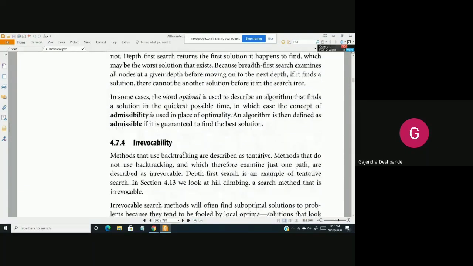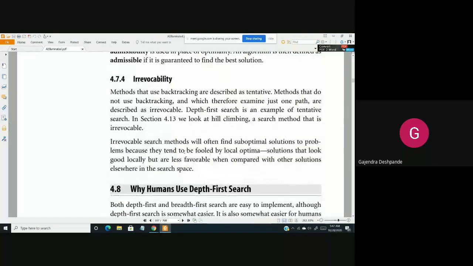So next property is irrevocability. Methods that use backtracking are described as tentative. Methods that do not use backtracking, and which therefore examine just one path, are described as irrevocable. That means you are going to traverse a tree, but you are not going to use the backtracking method. That means you are only going to use forward chaining.